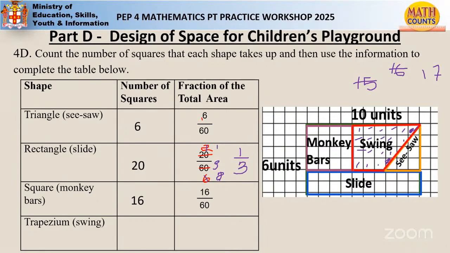Talk loud, it's right there. 18 squares, miss. Pardon me? 18 squares. Thank you so much for counting with me. And what is the fractional representation? 18 upon 60. Thank you so much.